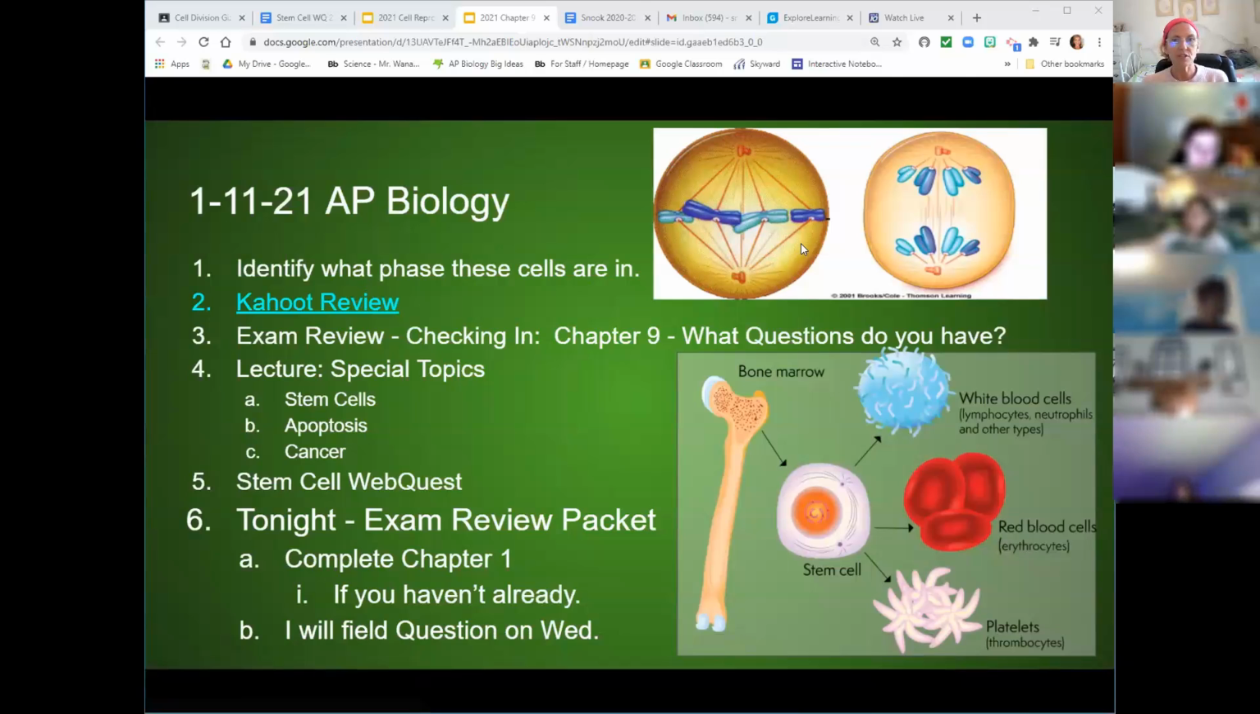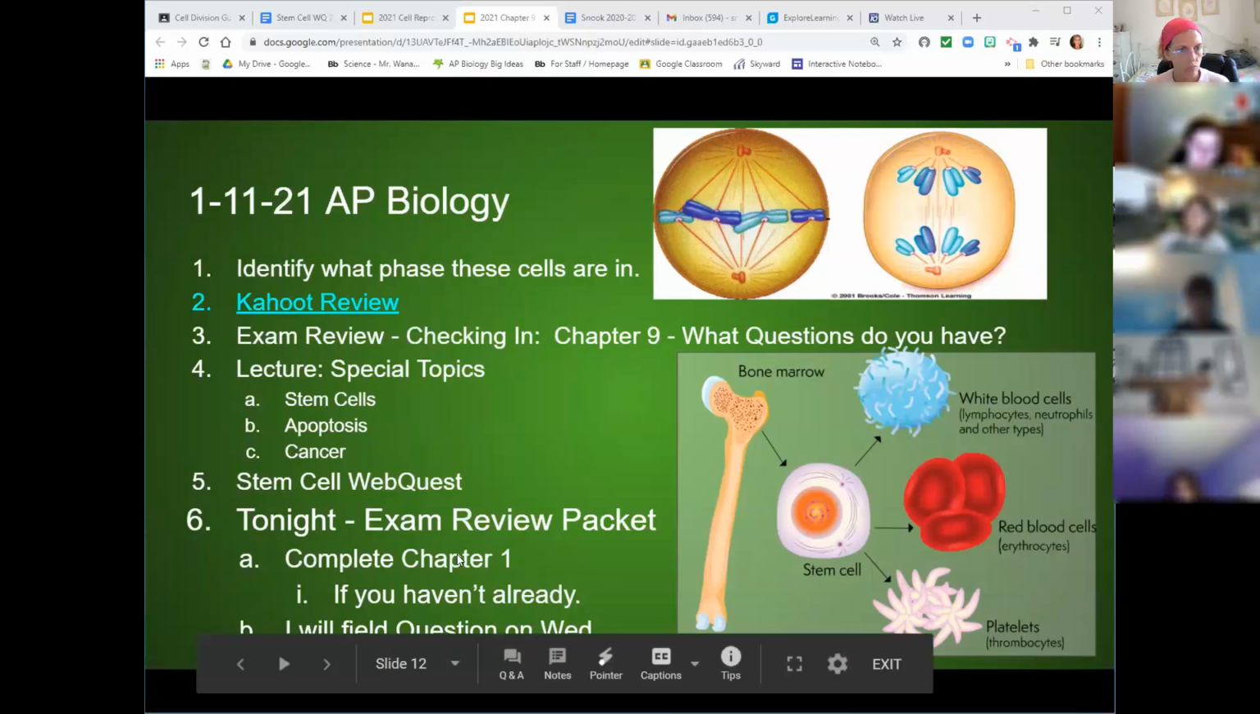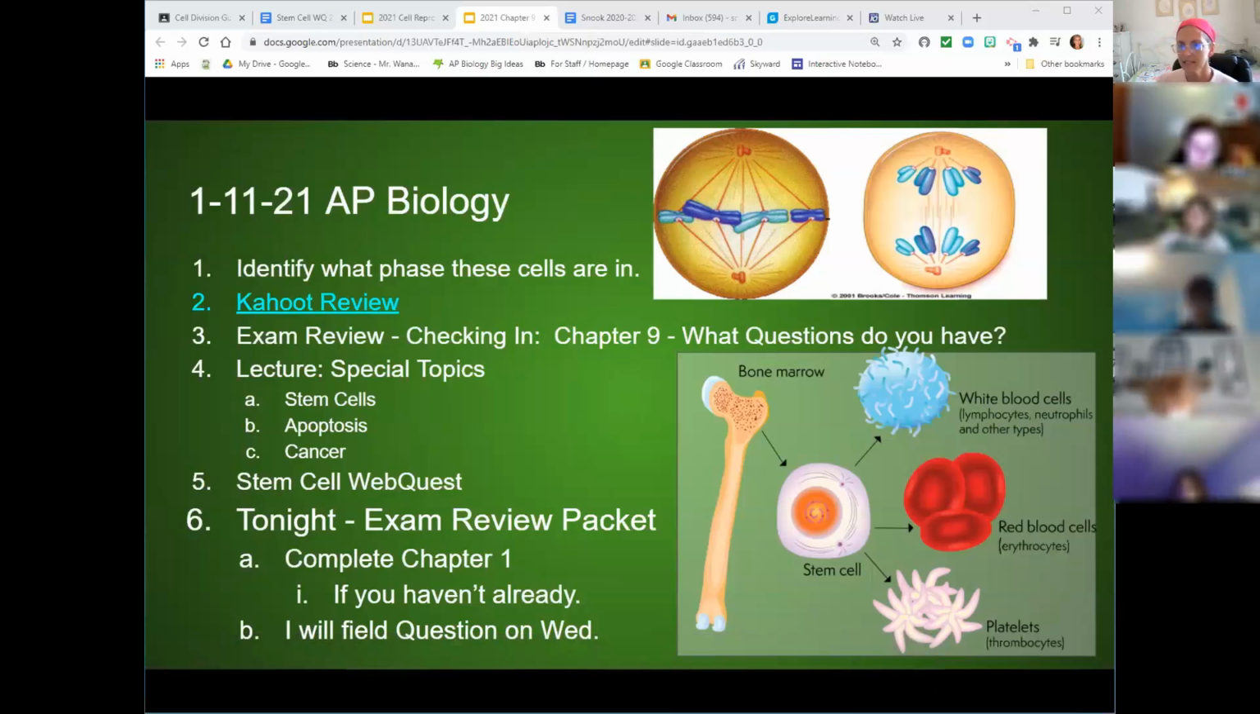Okay, so first of all, in the chat box, would you please let me know what 2 phases of the cell cycle you see in this image at the top? In the chat box, 2 phases that you see. Looking at mitosis. Gabby's on track. Elizabeth is on track. Riley's got it. Okay, everybody's coming in pretty good.